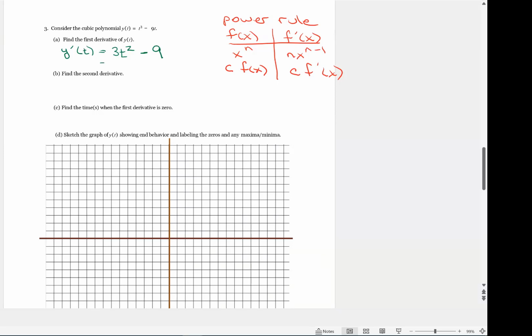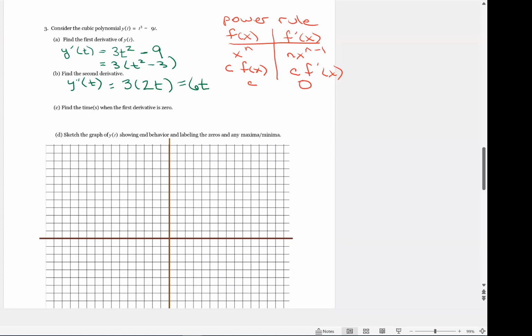We can factor out a 3, and we get 3 times t squared minus 3. Find the second derivative. I'm just going to go back to my first derivative. The derivative of 3t squared is equal to 3 times the power rule, 2 times t. The derivative of a constant is always 0. 9 is a constant, always 0. We have the second derivative is equal to 6t.